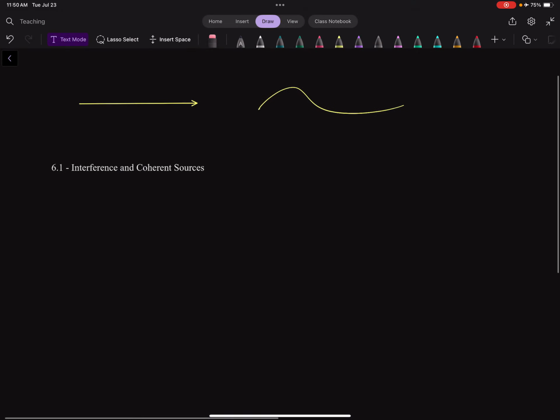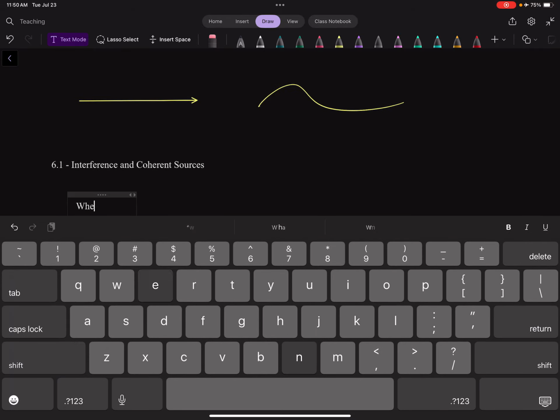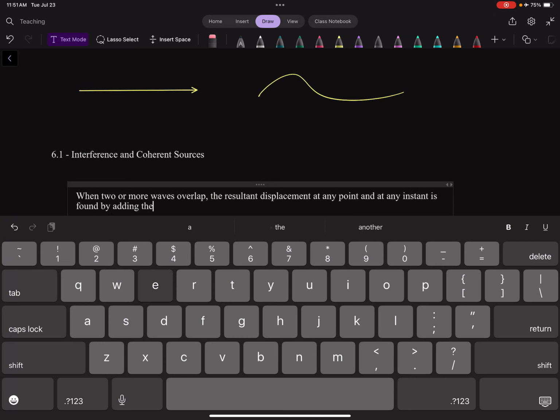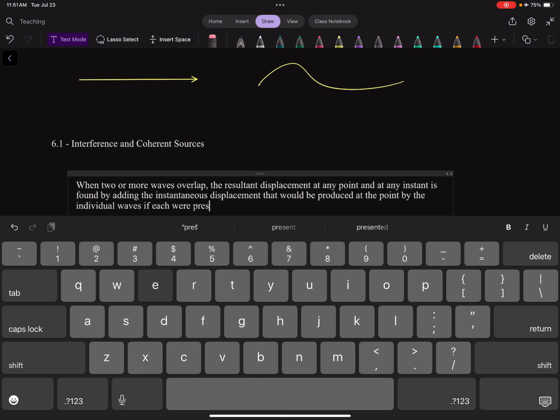So, when we first encountered the concept of interference, back when we were talking about mechanical waves on a string, we said that the total amplitude, or displacement, was given by the principle of superposition, which says that when two or more waves overlap, the resultant displacement at any point, and displacement is kind of a general word used here, the displacement at any point and at any instant is found by adding the instantaneous displacements that would be produced at the point by the individual waves if each were present alone.